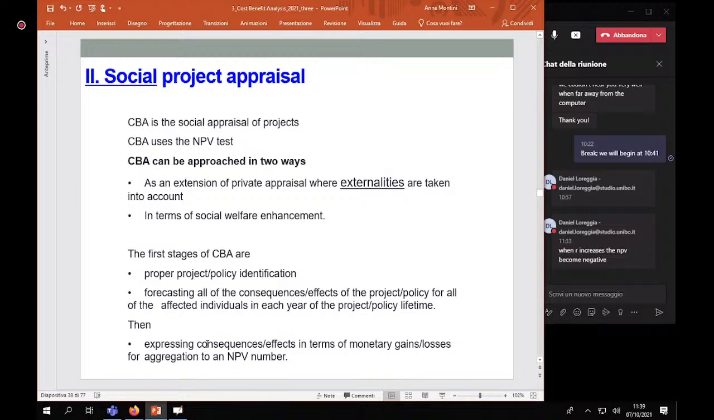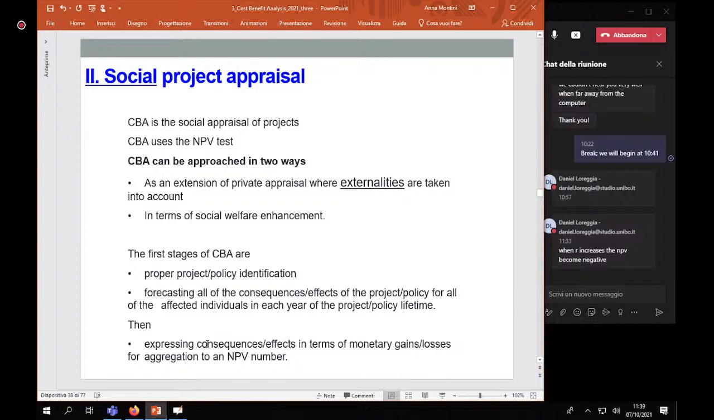Or you can try to estimate benefits and cost for all the individuals involved by the policy or by the project. Okay? But the stages are the same. You have to identify the policy or the project. You have to forecast all the consequences, all the effects. Then you have to put a monetary value for each one of the consequences and each one of the effects.